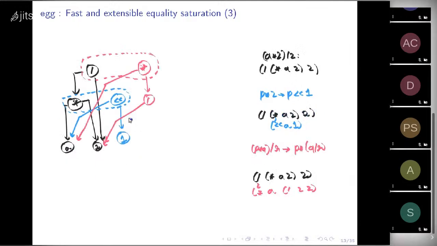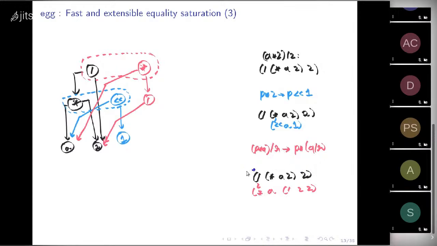Next, we can use the rewrite rule that says p times q divided by r is the same as p times q divided by r. So this is the general pattern. And now we're going to instantiate it on a times 2 divided by 2. So p will be a, q will be 2, and r will be 2.